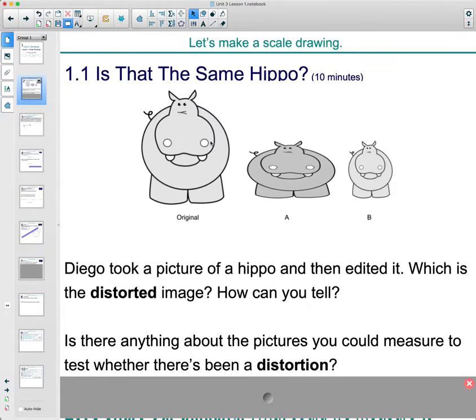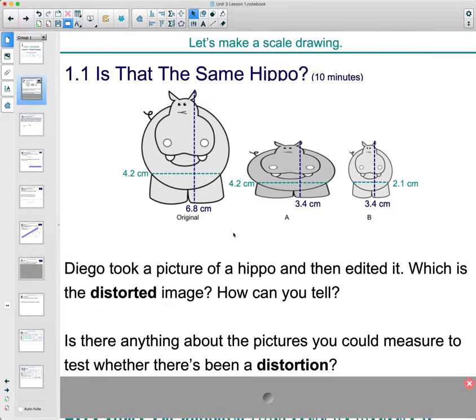So probably you talked about that figure A looks to be distorted. It does not look really like the original because it looks squished. So it looks wider and shorter than B does. So B looks the same, but just a little bit smaller. So some things that maybe you talked about being able to measure is maybe the heights. And you saw that each of these 2 images were half the original height.